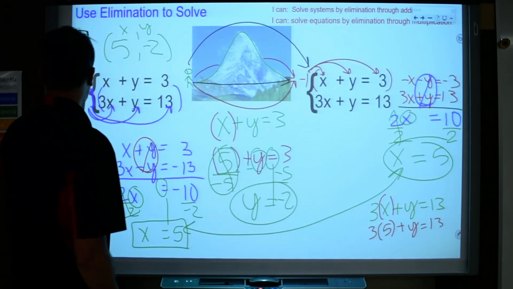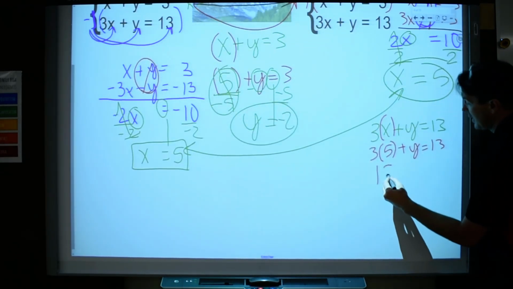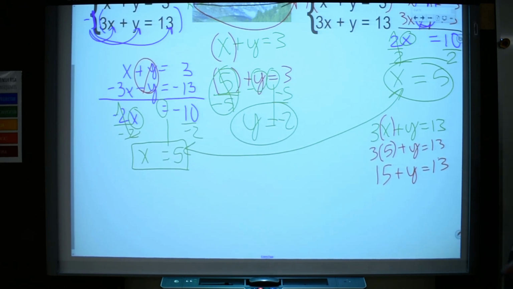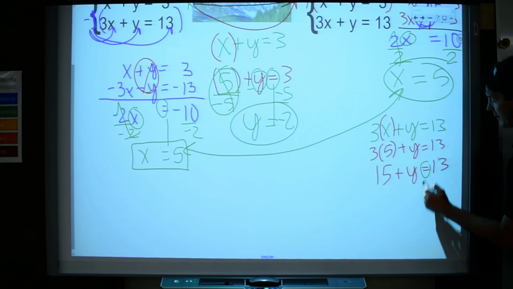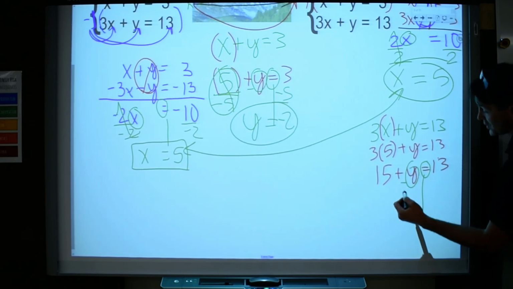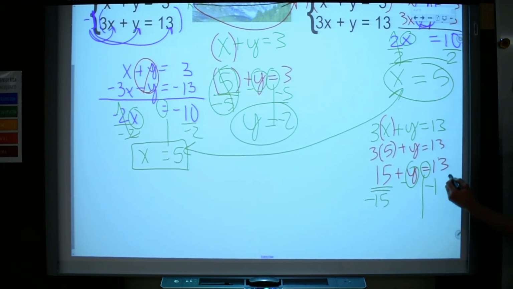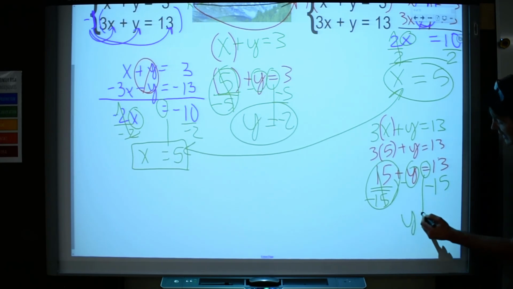What happened there? Again, it's being spazzy with me. 3 times 5 is 15 plus y equals 13. Sorry about that. And then I got to get y alone. That means I have to circle the variable. The coefficient is 1, constant is 15. Get rid of that constant by minusing 15. If I do it to one side, I can do it to the other. 15 minus 15 is 0. And I get y equals 13 minus 15 is negative 2.